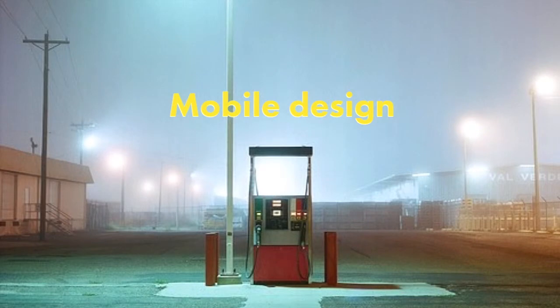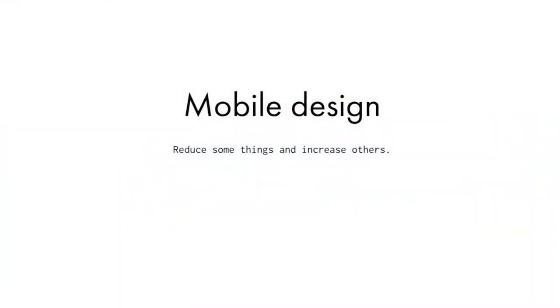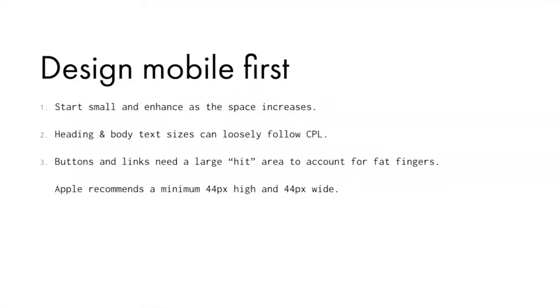Mobile design? I think I'm going way too quick. So mobile design is basically reducing things and increasing other things. Ideally you'd want to start small and enhance as the space increases. So headings and text sizes would initially be done to that smaller CPL column width, based on your mobile width, and then as it increases, you can calculate up from that what the bigger sizes should be up to your desktop size.